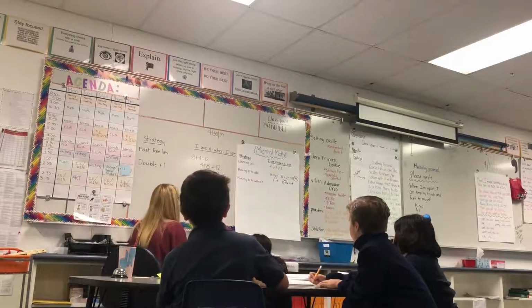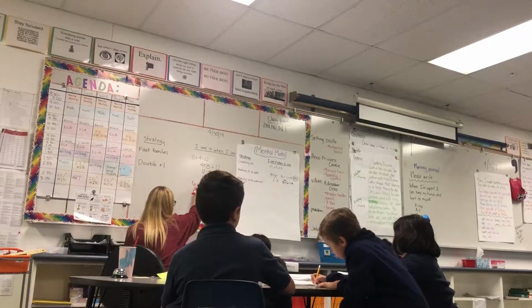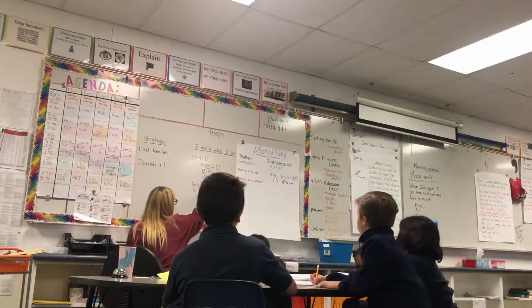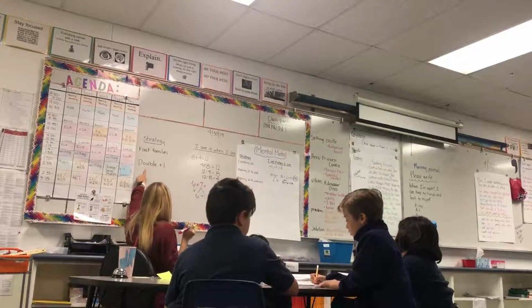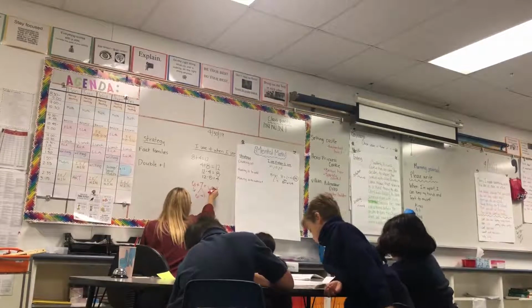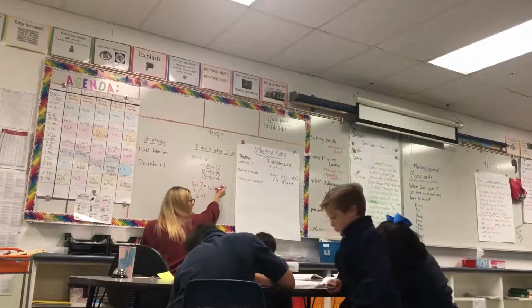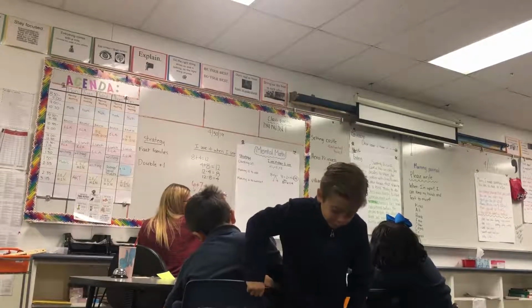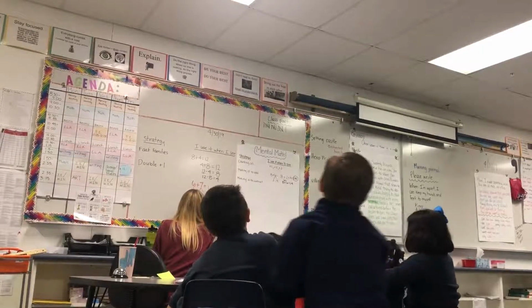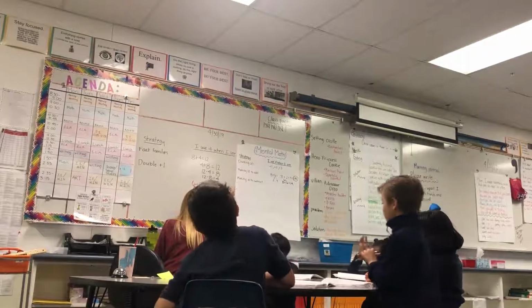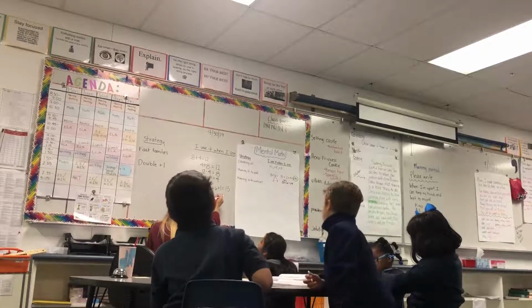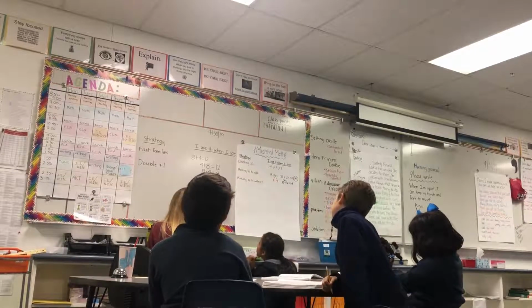So if I know that 6 plus 6 is 12, all I have to do is double plus 1. So boys and girls, 6 plus 6 is what? 12. 12 plus 1? 13. So that means 6 plus 7 is 13.